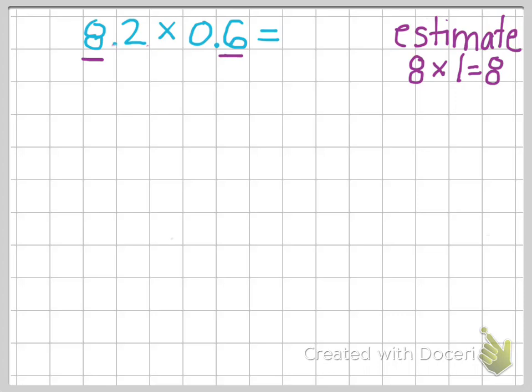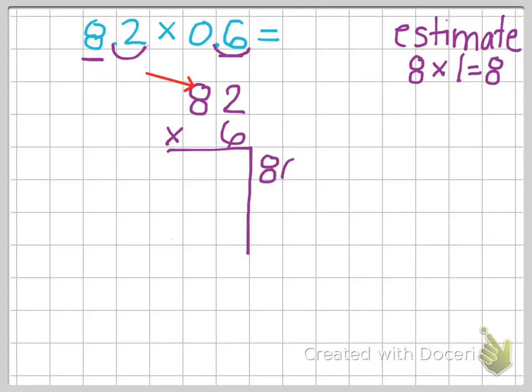Alright, now remember what I taught you. Decimal point out, decimal point in. So take the decimal points out, 1, 2. So then on your answer, you're going to put it in 1, 2. So now let's set it up as whole numbers. 82 times 6. Alright. Let's start in the tens place. 8 is really 80 6s. And 2 6s.